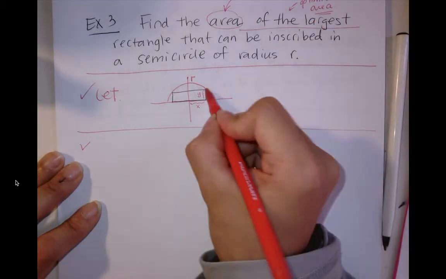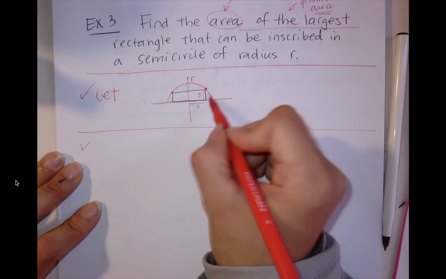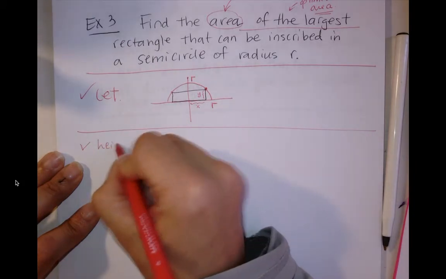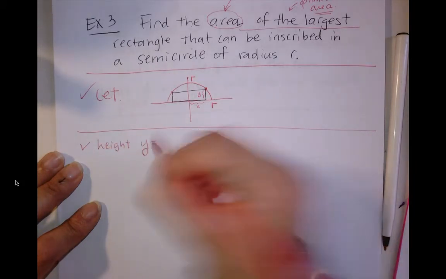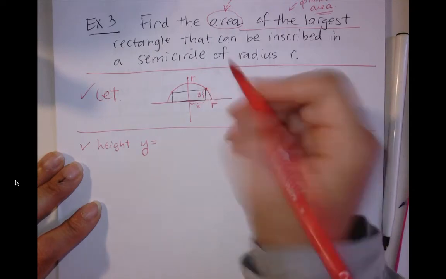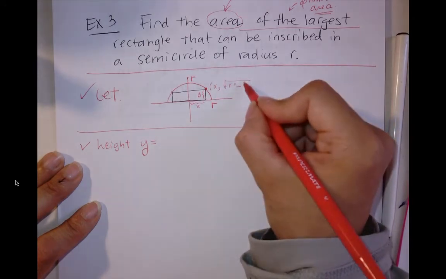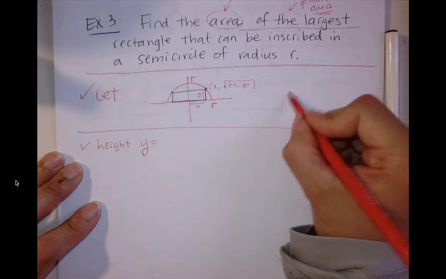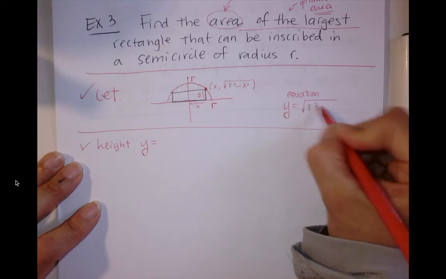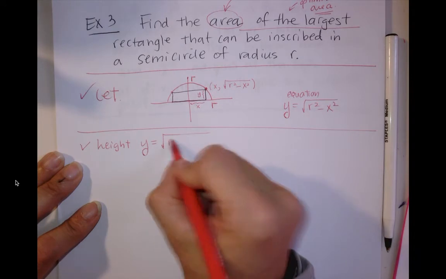The first thing I'm going to note is that because the vertices sit on the circle, the height y of this rectangle is given by the equation of the circle. So this point is (x, √(r² − x²)), because the top half of the semicircle is this. So the height y is equal to the square root of r squared minus x squared.